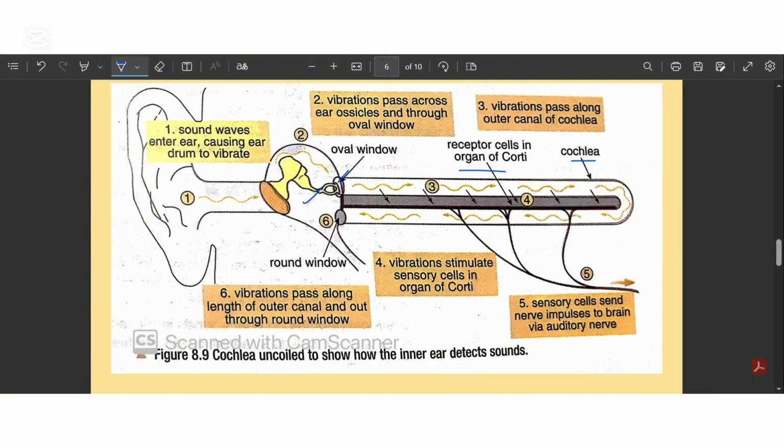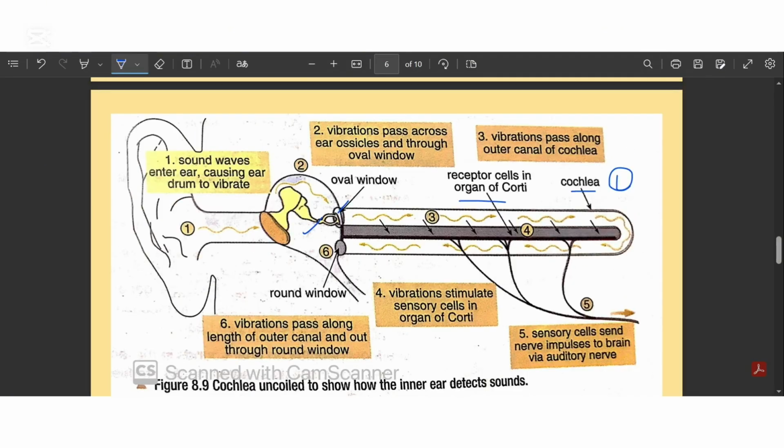These vibrations travel along the fluid filled canal from the oval window, along the length of the outer cochlea. The sensory receptor hair cells catch the vibrations and transmit them as electrical impulses to the brain via the auditory nerve, which is connected to the cochlea. Via the auditory nerve, it is sent to the brain, and the other vibrations pass to the round window. So there are two windows. As you can see, there's an oval window and a round window.